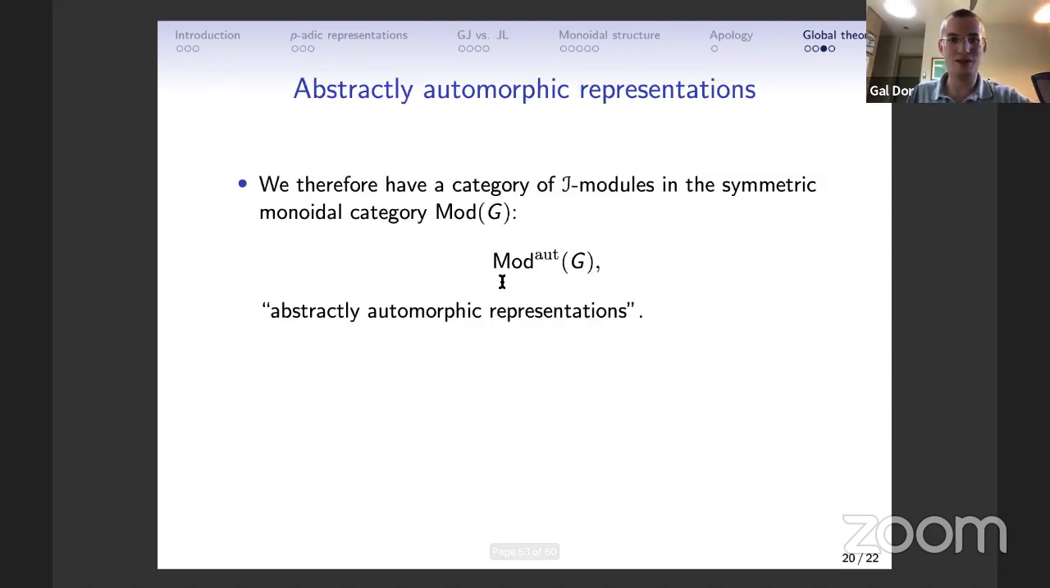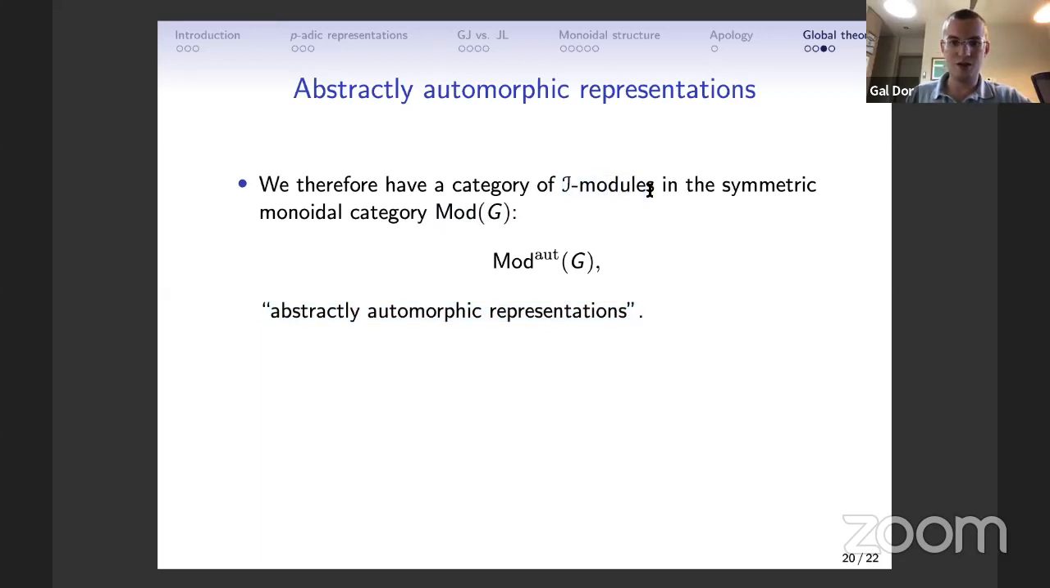For example, you can take its category of modules. So if you have an algebra in a symmetric monoidal category, you can consider the modules in that symmetric monoidal category. These are objects inside mod G, so G modules or G representations, along with maps from I times M to M that satisfy some associativity and unitality requirements. And what I propose, or the name I'm going to give to this category of I modules, I'm going to call this mod-aut, the abstractly automorphic representations. This is just some category of I modules.